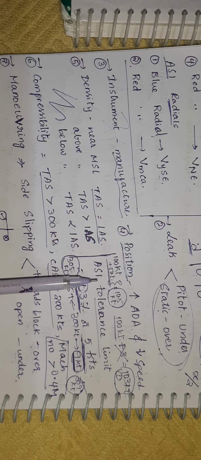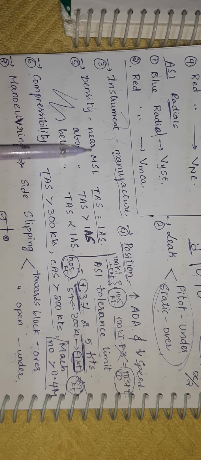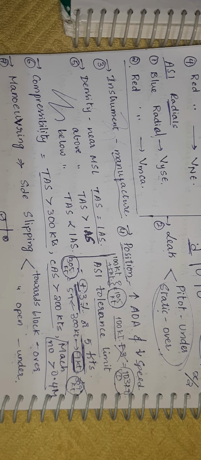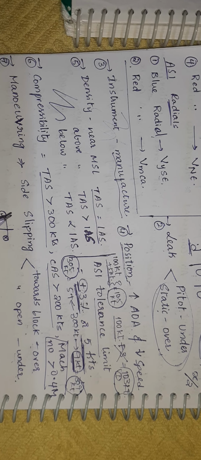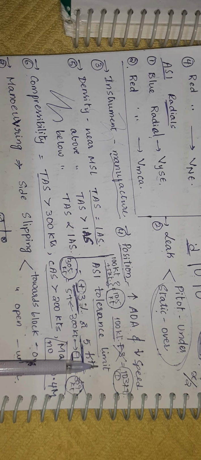Now we also have density error. For density error, as we have already seen, the ASI reads correctly only near MSL, ISA conditions. What if the ASI reads above MSL? Then true airspeed will be greater than indicated airspeed. What if it reads below MSL? True airspeed is less than IAS, indicated airspeed.